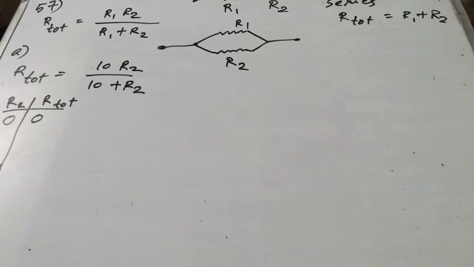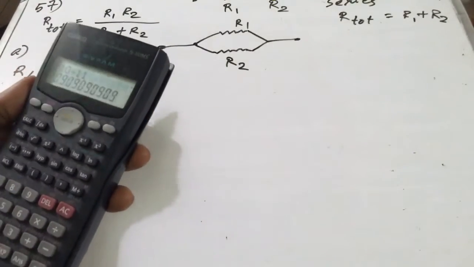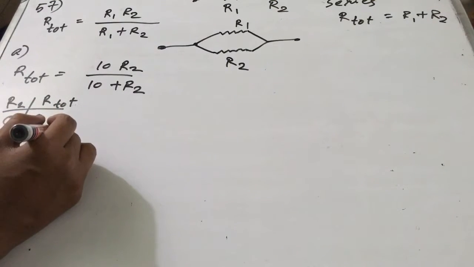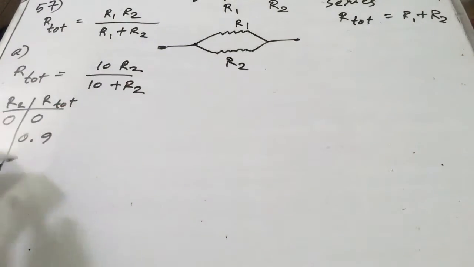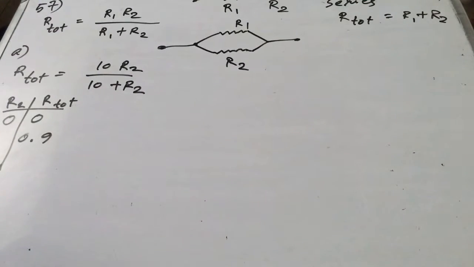Let me find it out in the calculator. 10 divided by 11 is about 0.9. I am putting 1 here: 10 times 1, then 10 plus 1 equals 11, so approximately 0.9. Anyway, let's put R2 equal to 2. Then 10 times 2 is 20, divided by 10 plus 2, which is 12. 20 divided by 12 is 1.6.